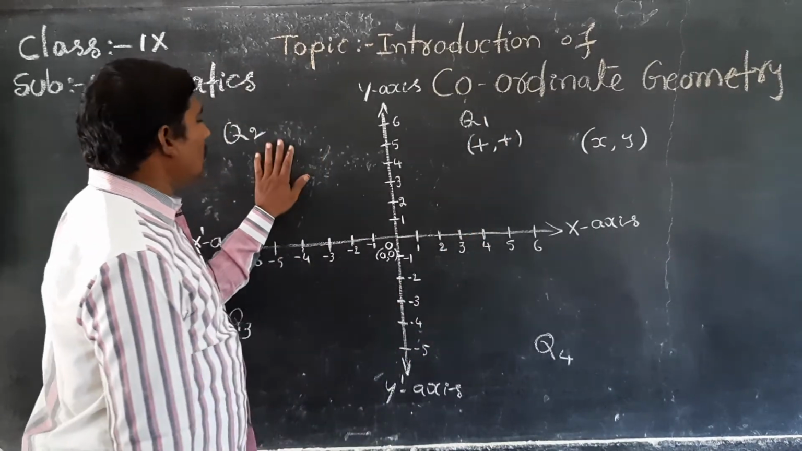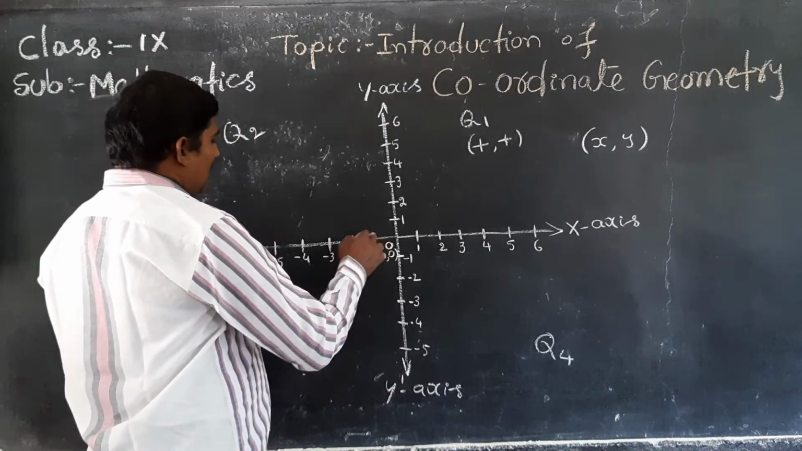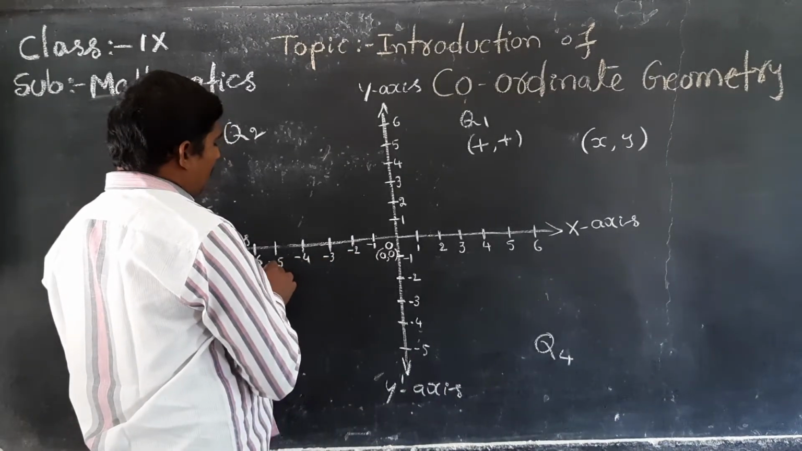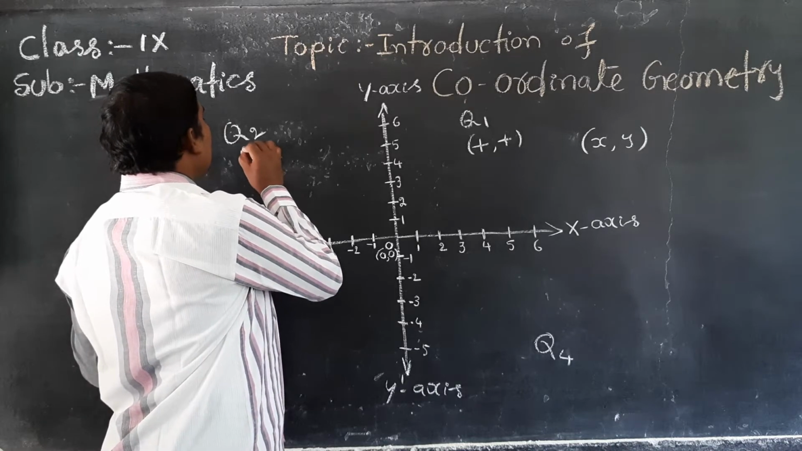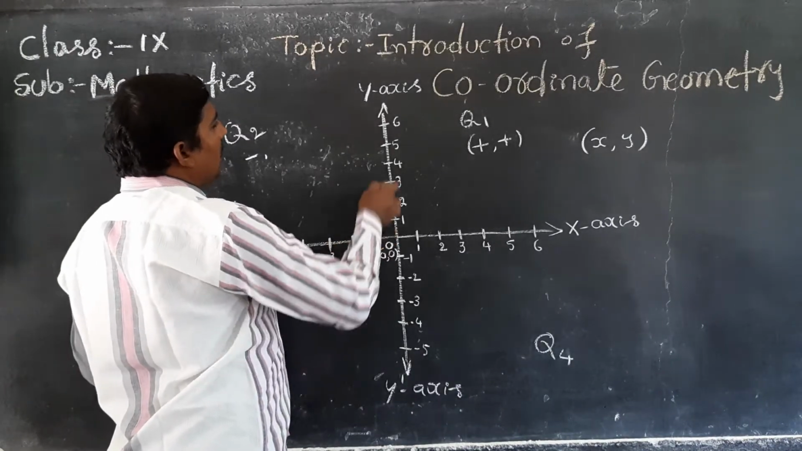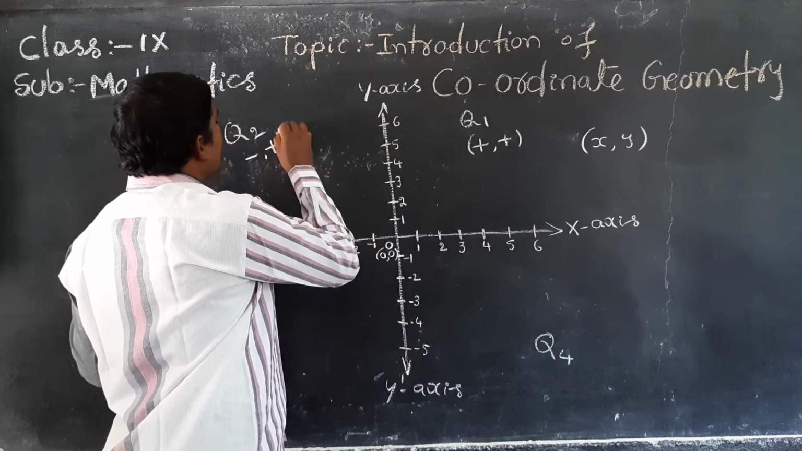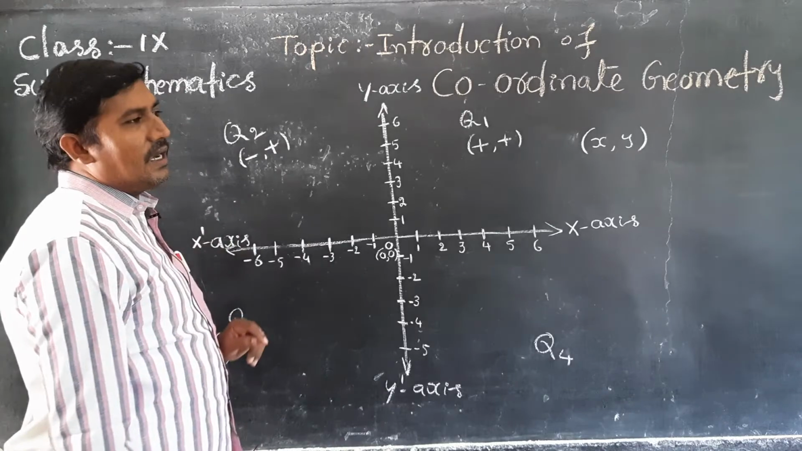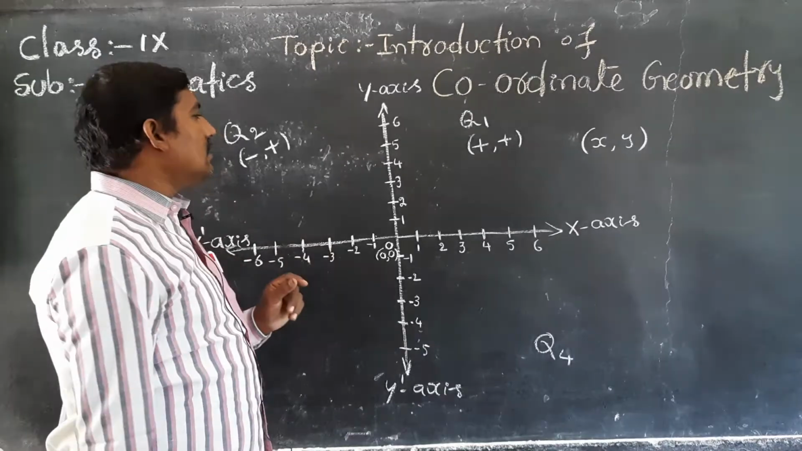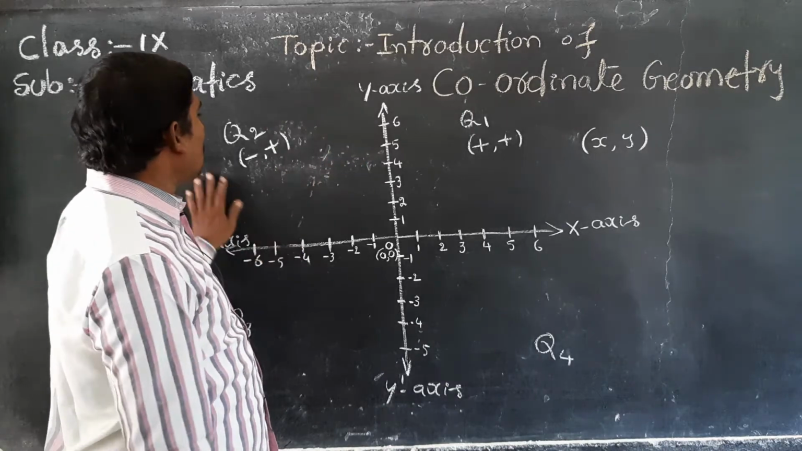Now see quadrant 2. First of all, check the x-axis. Here the x values are negative: -1, -2, -3, -4, -5. So in Q2 the x value is minus and the y values are positive. So minus comma plus points are located in quadrant 2, in this area.